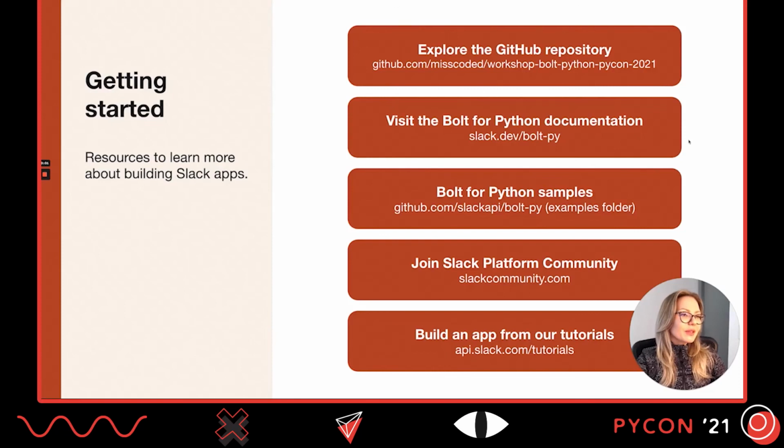As you continue building with Bolt, here are some resources to keep in mind. At the top, we have the GitHub repository that houses the demo code that we covered today. And the Bolt for Python documentation can be located at slack.dev. We also have a ton of Bolt for Python samples located at the Bolt for Python repository within the examples folder. And we welcome you to join the Slack platform community at slackcommunity.com.